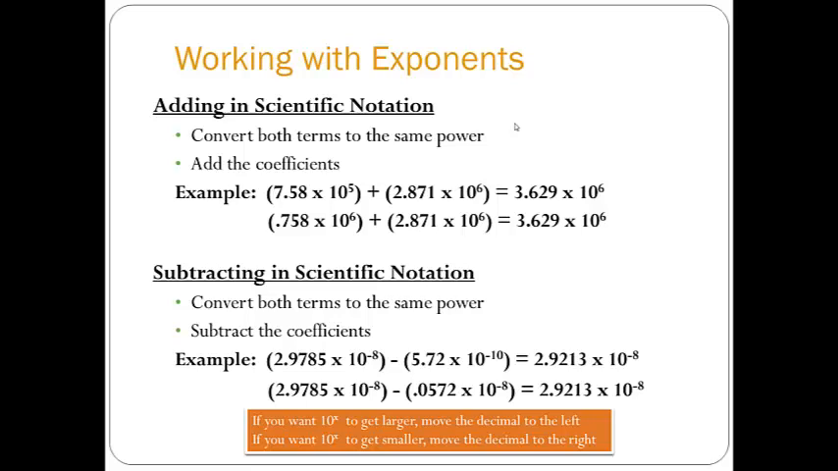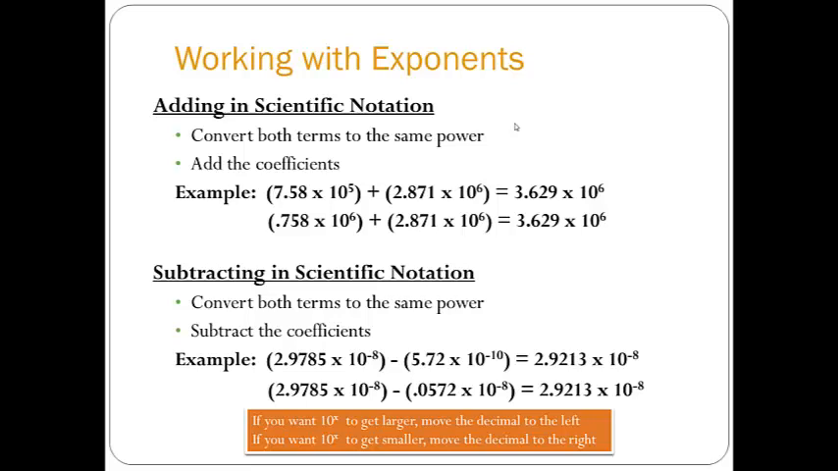It gets a little more complicated when you're adding and subtracting with exponents, because you first need to convert to the same power before you can do anything with the coefficients. In my addition example here, I have 7.58 times 10 to the 5th plus 2.871 times 10 to the 6th. You can't add those terms in that form. You need to first convert to the same exponents. So I've converted the 7.58 times 10 to the 5th to 10 to the 6th, which makes it 0.758 times 10 to the 6th. Now I can go ahead and add the coefficients, and the power remains the same.